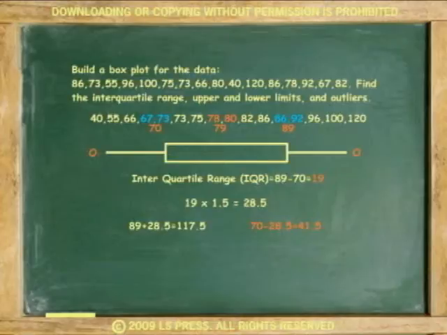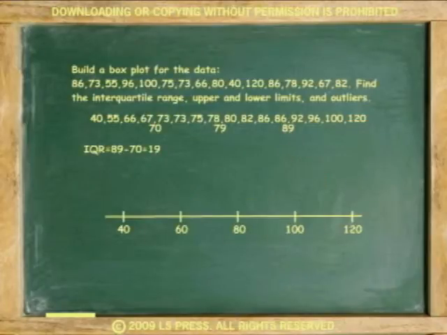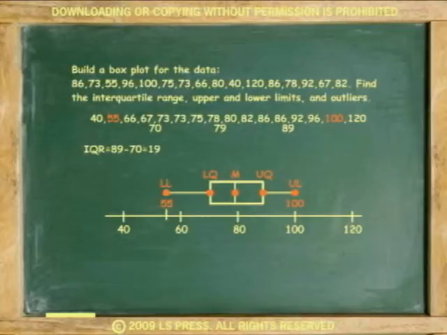Any numbers below 41.5 or above 117.5 are considered outliers. Therefore, both 40 and 120 are classified as outliers, and the upper limit falls to 100, and the lower limit moves up to 55. Now, to build a box on a scale that includes all numbers observed, draw a box with the lower quartile and upper quartile as the size of the box, and draw a vertical line dividing the box at the median. Add lines, the whiskers, to the lower limit and upper limit. Mark the outliers, the O's, with an asterisk or a cross.